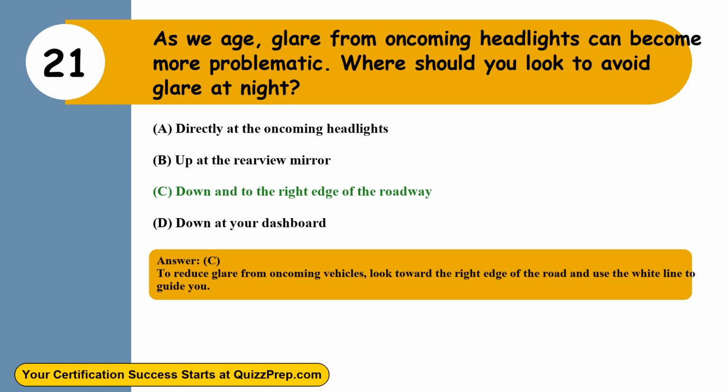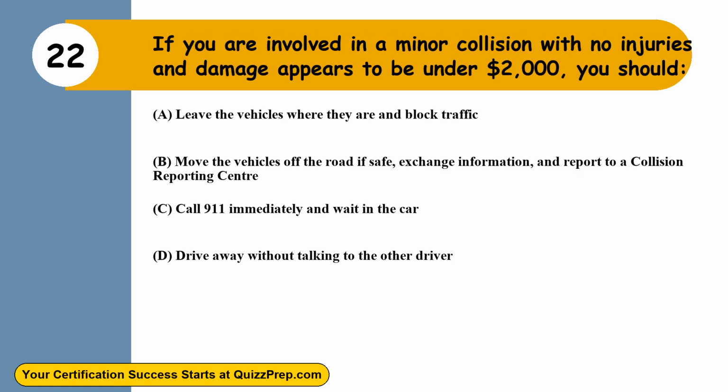guide you. Question 22. If you are involved in a minor collision with no injuries and damage appears to be under $2,000, you should: Option A, leave the vehicles where they are and block traffic. Option B, move the vehicles off the road if safe, exchange information, and report to a collision reporting center. Option C, call 911 immediately and wait in the car. Option D, drive away without talking to the other driver.